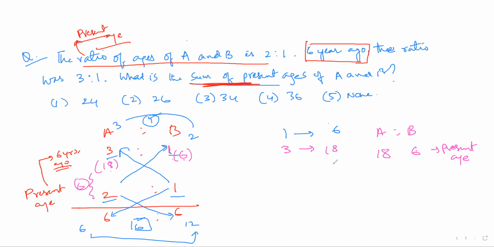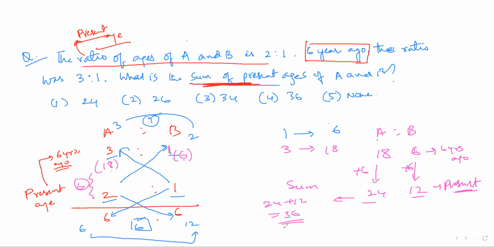Sorry, these are the ages 6 years ago. This is 6 years ago. So to get the present ages, we have to add 6 here, so 24. Here also we have to add 6, so this will be 12. So the present age of A is 24, B is 12. What is the sum now? The sum is 24 plus 12, 36.